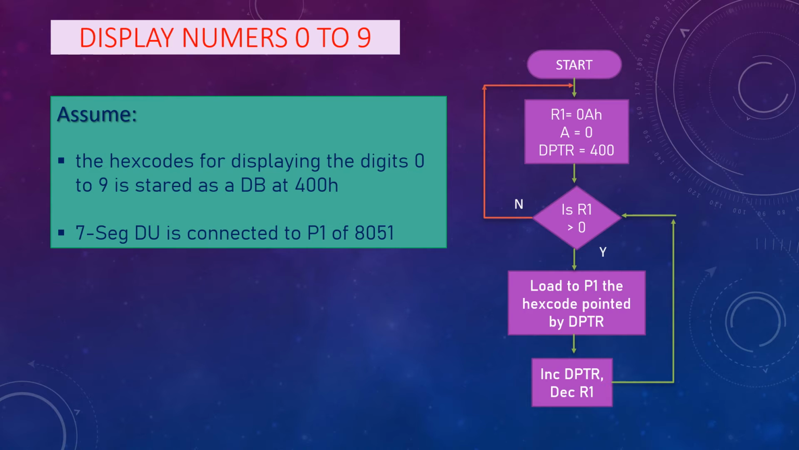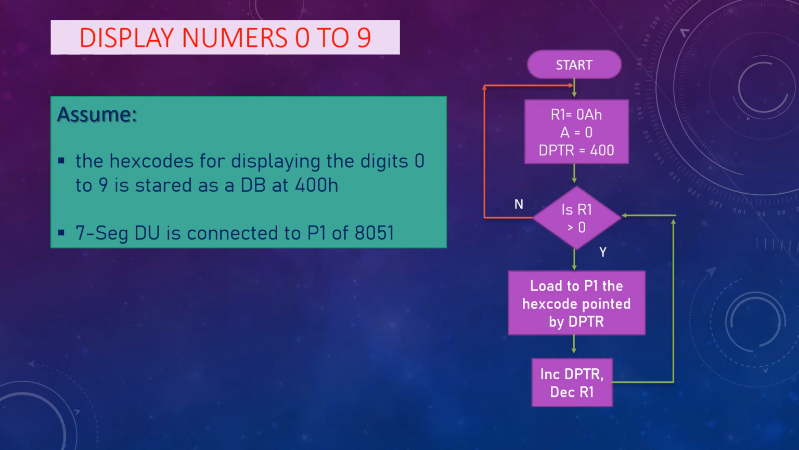Check is R1 greater than 0. If R1 is still greater than 0, we have to repeat the steps. Load to P1 the hexa code pointed by dptr, after which increment the dptr so that we get the hex code of the next digit. Decrement the counter status and continue with testing is R1 greater than 0. Now this loop gets repeated 10 number of times, displaying digits 0, 1, 2, 3, etc. up to 9.